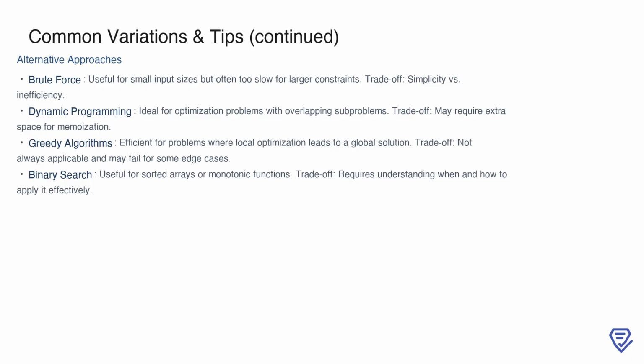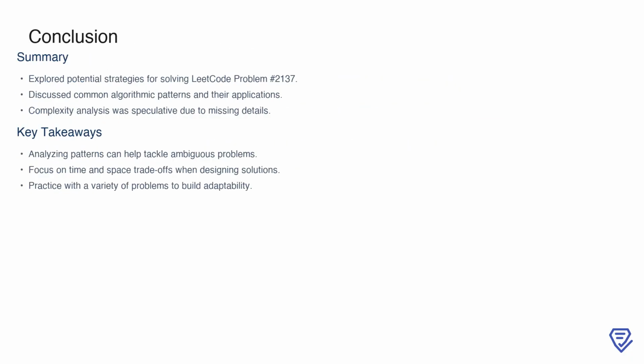They work well when local optimization leads to a global solution, but they're not always applicable and can fail for certain edge cases. Lastly, binary search is a powerful tool for sorted arrays or monotonic functions. However, its effectiveness depends on understanding when and how to use it properly. Each of these approaches has its trade-offs, so it's essential to evaluate which one fits the problem's constraints and requirements best.